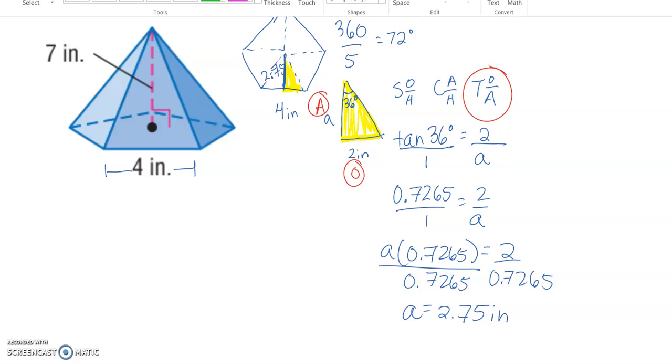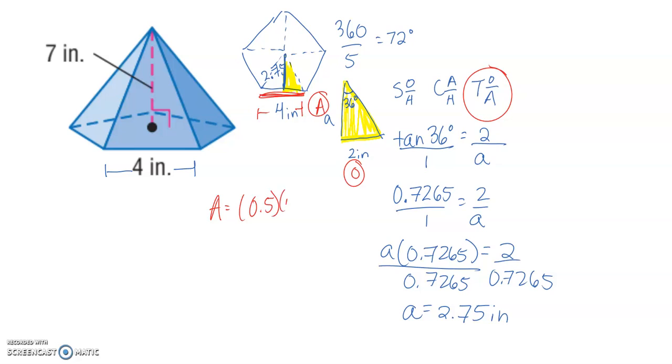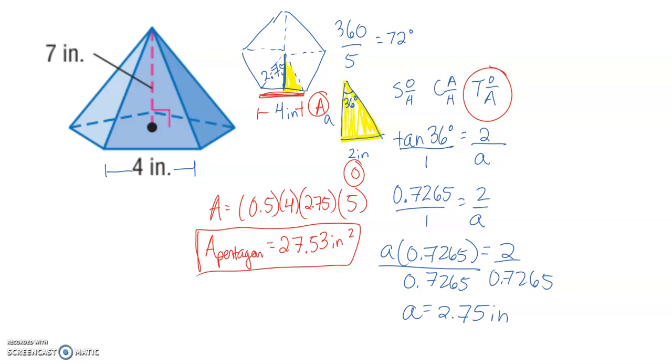If I'm going to continue on finding the area of the base, or the area of the pentagon, I'm going to say 1/2 because it's a triangle, times going back to the full base, so now we want to use that 4 inches, times the height we said was 2.75. Then I'm going to multiply by the fact that I have 5 triangles in a pentagon. So the area of the pentagon is 0.5 times 4 times 2.75 times 5, which is approximately 27.53 inches squared.